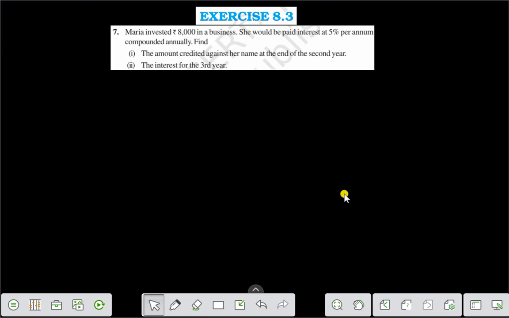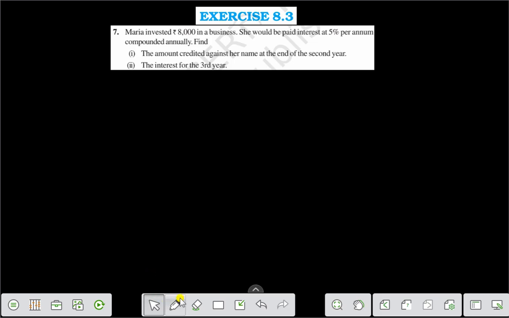Hello everyone. Today I'll discuss exercise 8.3 question number 7. Maria invested rupees 8,000 in a business. She would be paid interest at 5% per annum compounded annually. Find the amount credited against her name at the end of the second year, and the interest for the third year.